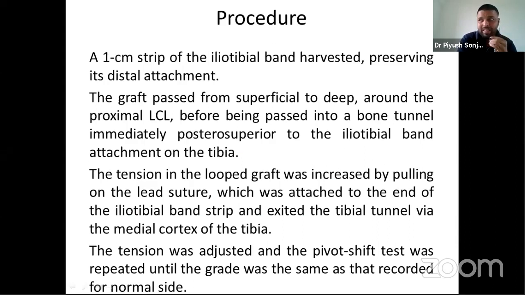How do they do the ACL and ALL reconstruction? The simple procedure: they take a 1 centimeter strip of iliotibial band, preserving its distal attachment, and the graft is passed superficial to deep around the proximal ACL, then passed again into the bone tunnel immediately posterior superior to the iliotibial band attachment, that is the tubercle. The tension in the loop graft is increased by pulling the lead suture through the other side of the tunnel. The tension is adjusted and the pivot shift repeated until the grade was the same, because they checked the pivot shift in the normal limb before the surgery.